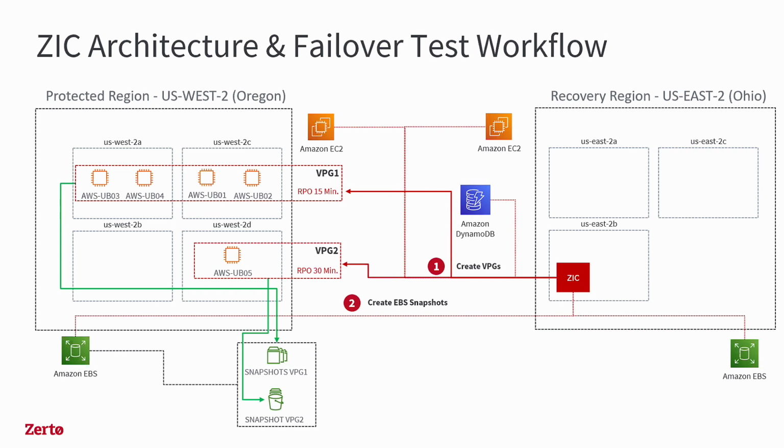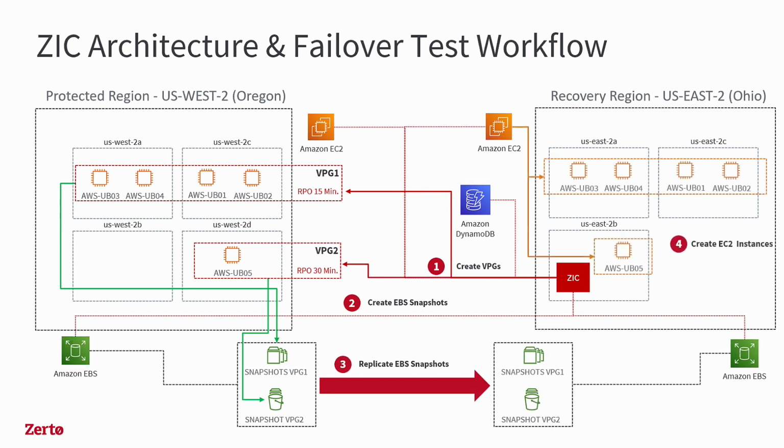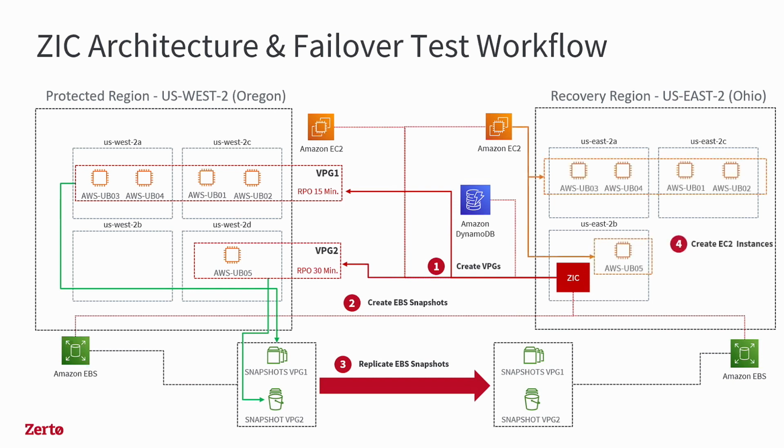So we're going to hit Amazon EBS, give it the snapshot command. We're going to create the snapshots for both VPGs. We're going to replicate those snapshots to Ohio. And once it's there, I want to run a failover test. So I'm going to go through that same workflow. I'm going to hit failover, select test, and then Zerto is going to create the EC2 instances. They're going to power up automatically. They're going to shut down because we need to now attach those snapshots to those instances. We'll mount the EBS snapshots to those, and then we'll power them back on.